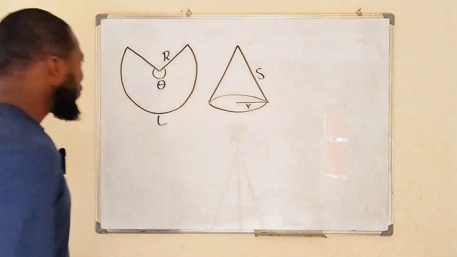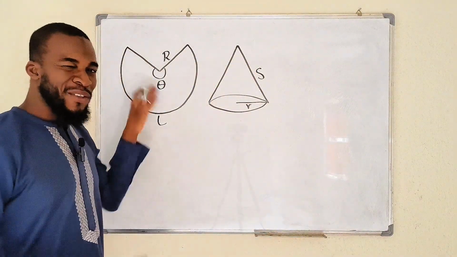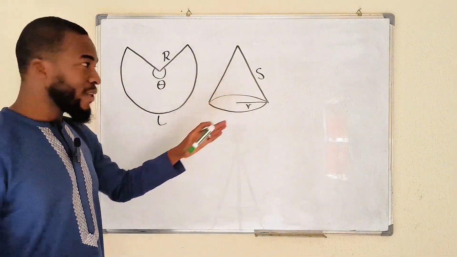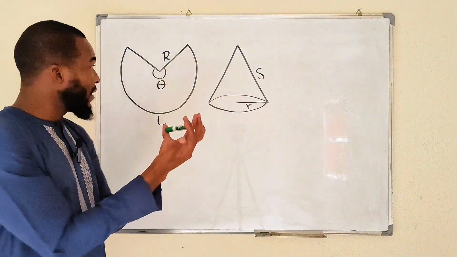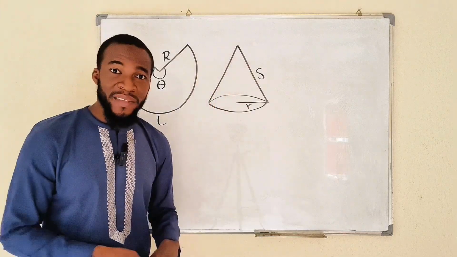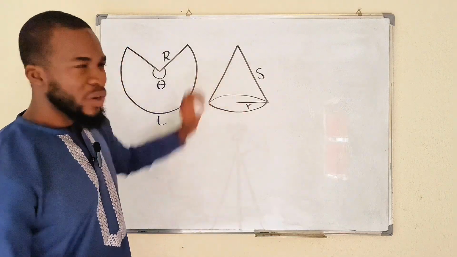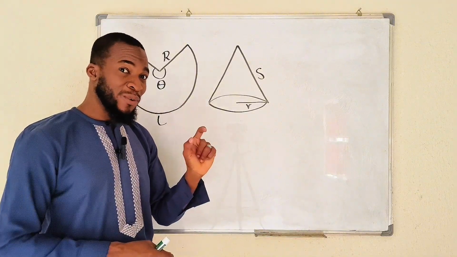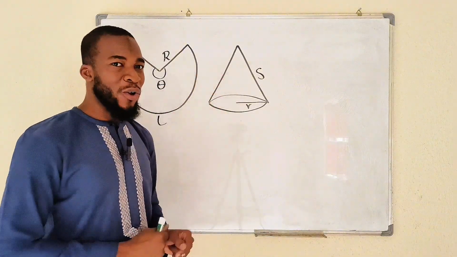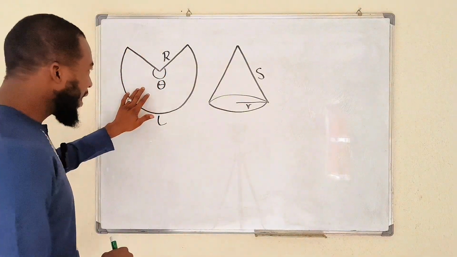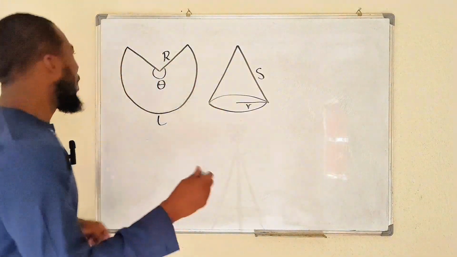I have already constructed my sector, and I use the same sector to form this cone. You know that we fold a sector to form a cone. Sometimes an examiner might give you just a cone and ask you to find the angle of the sector that was used to form the cone. So this is our first formula. Let's start from here and stop here.